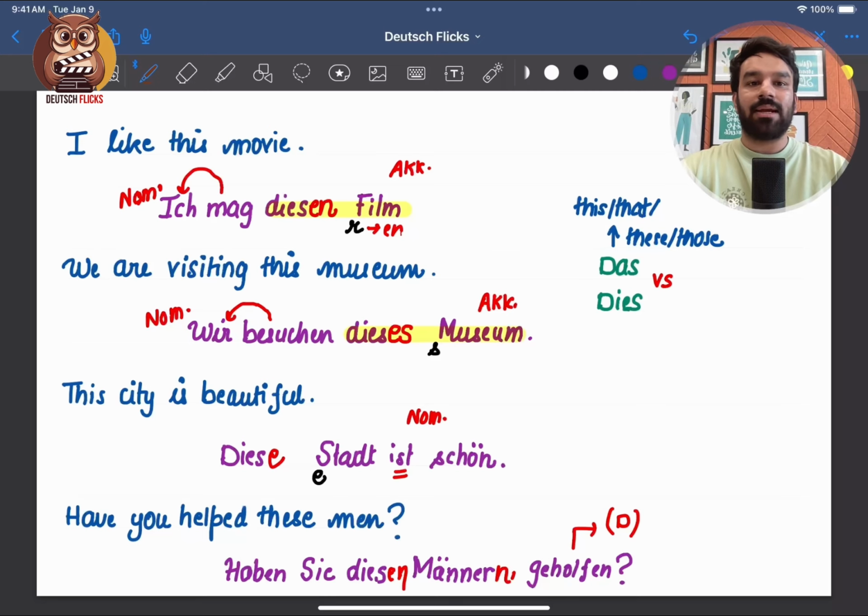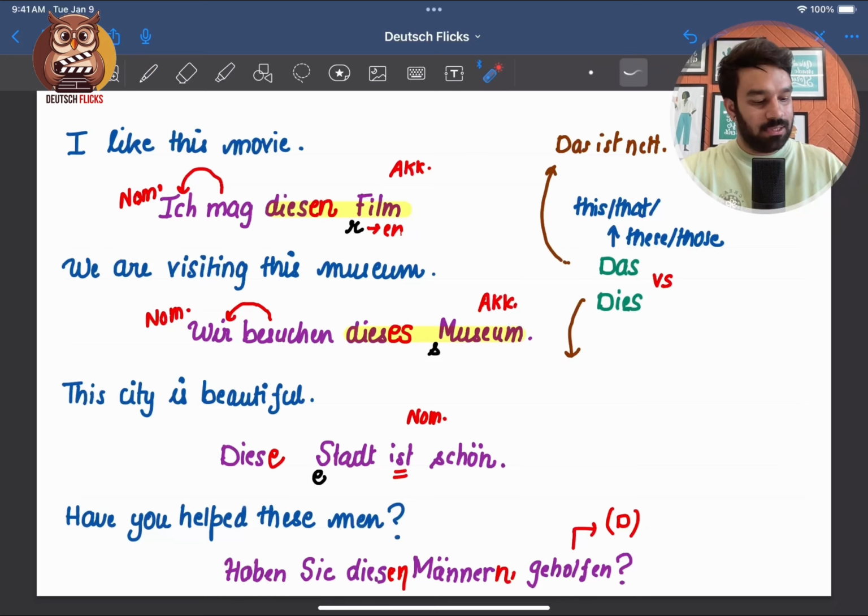For example, that is nice. So you will say, das ist nett. But when pointing to a specific noun, you have to use diese. Now for that, we have discussed so many examples. You can take this one. Diese Stadt ist schön. This city is beautiful.